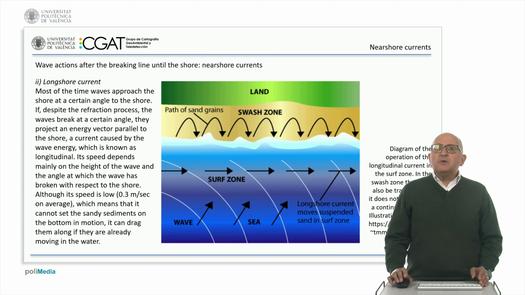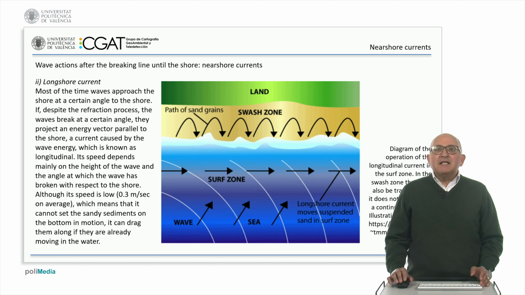Longitudinal currents, as we have already said, occur in the surf zone, i.e., between the break line of the waves and the shore. It occurs only when the waves break at a certain angle to the shore. So when the wave breaks, they project a vector of energy parallel to the coast, which causes the longitudinal current. Its speed depends on the height of the wave and the angle of the break with respect to the shore. Although the velocity of this longitudinal current is small, of the order of 0.3 meters per second on average, its morphogenetic role is very high.